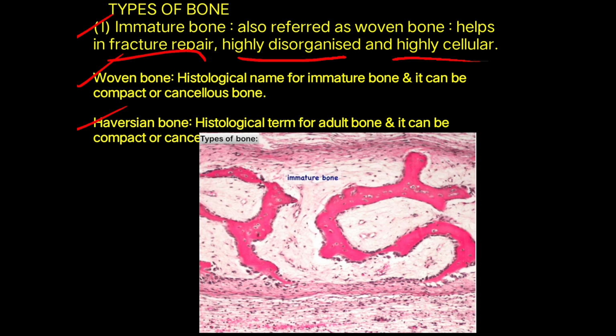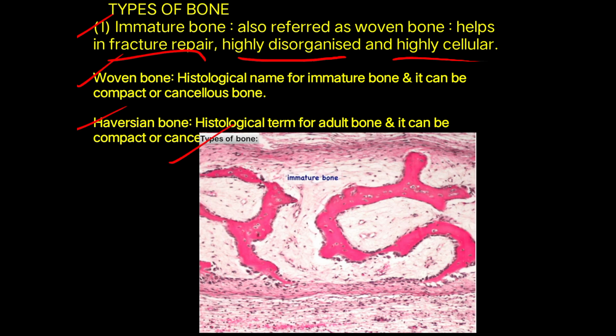and cancellous. So adult bone can be compact as well as spongy. It depends upon the location, because spongy bone is found at the ends of the bone but compact bone in the shaft of the bone. And in the shaft it may be immature during remodeling time. It is of woven type or it may be of Haversian type.